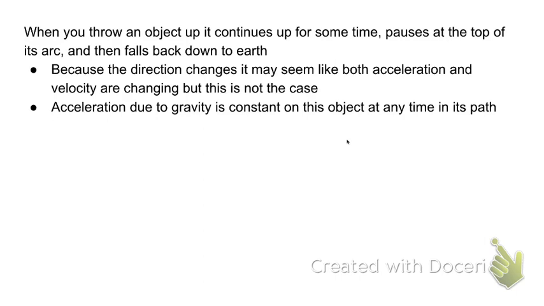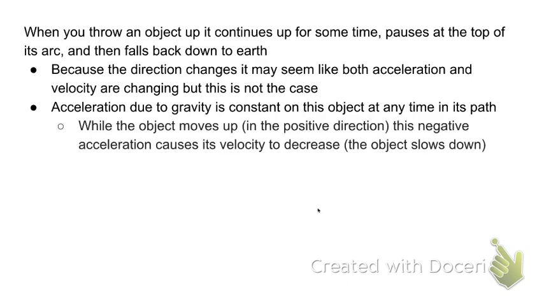Acceleration due to gravity is constant on an object at any time in this path. So if we're thinking about this object going straight up and coming straight back down, then at any point along that path that you check on it, its acceleration would be the same. It's going to be negative 9.81 meters per second squared. While the object moves up in the positive direction, the negative acceleration causes the velocity to decrease. The object slows down.